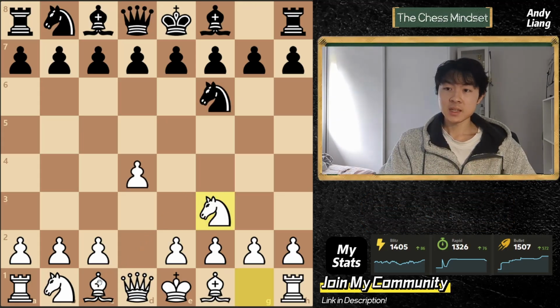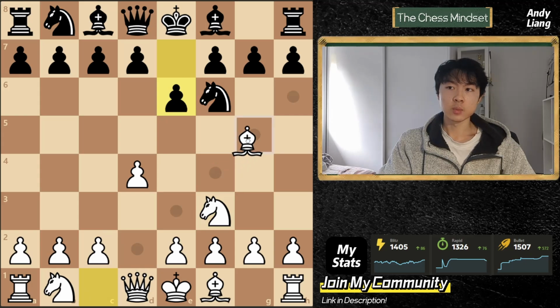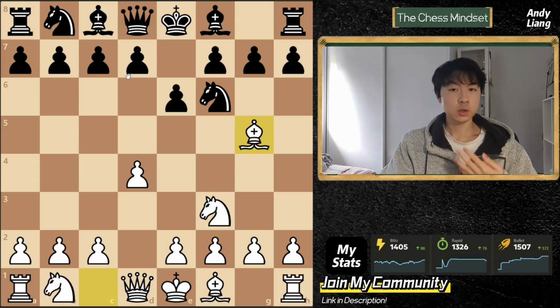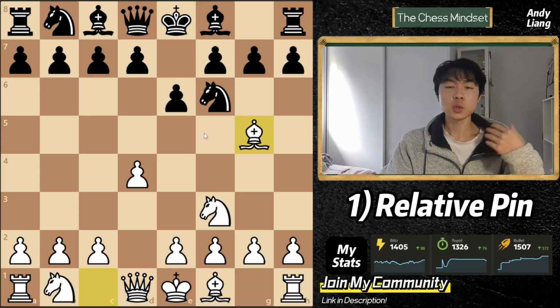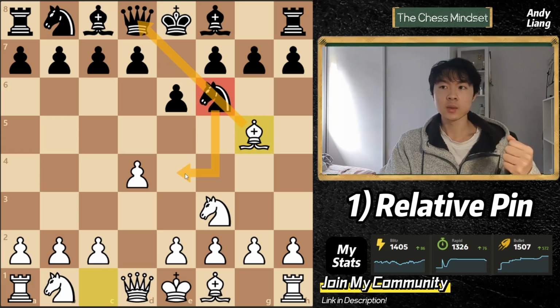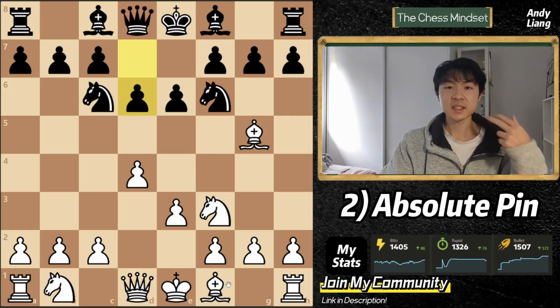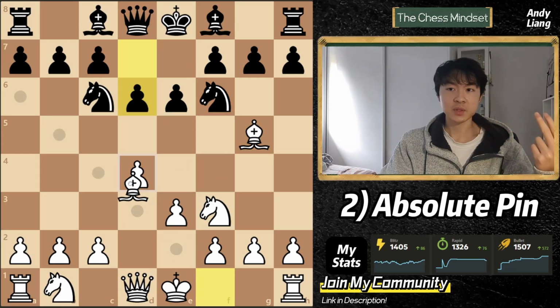Now, a pin is when your opponent cannot move a piece. In this case, it's their knight, because they would end up losing material, so a queen, for example. And actually, there are 2 types of pins in chess, and these 2 are the only ones you need to know. The first one is called a relative pin, and this is when the opponent's piece can technically move, but it would just end up in them losing a whole bunch of material. And the second type of pin is known as an absolute pin.